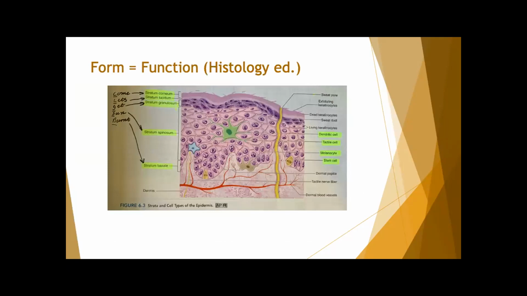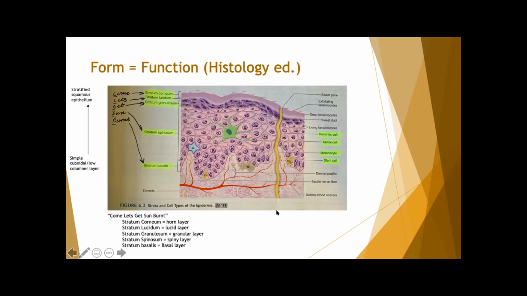So now looking at the histological level, before I go through some of these forms or structures that equal function, one of the things I want to point out that has come up in exams is knowing your layers of the epidermis. The way I've always remembered it is with the saying, Come, Let's Get Sunburnt. So going from superficial to deep, essentially it's stratum corneum for C, stratum lucidum for L, stratum granulosum for G, stratum spinosum for S, and stratum basale for B.